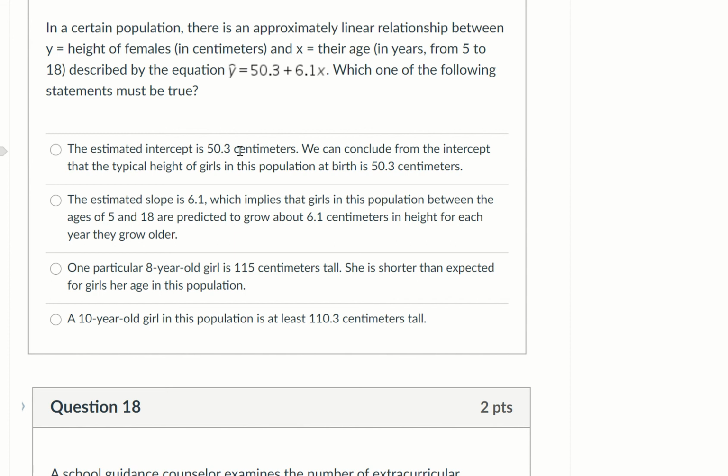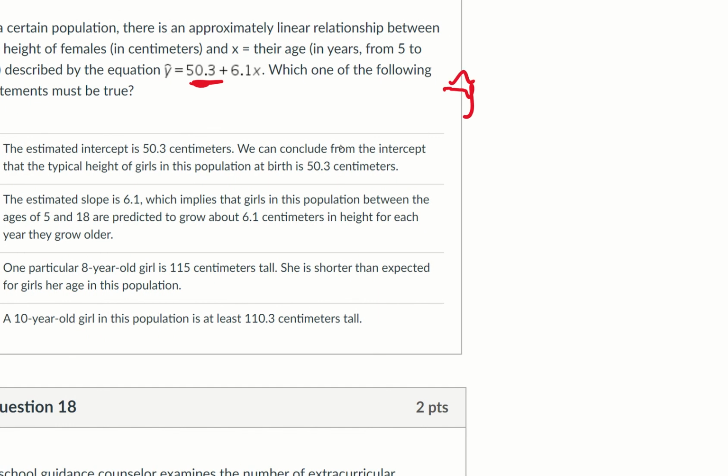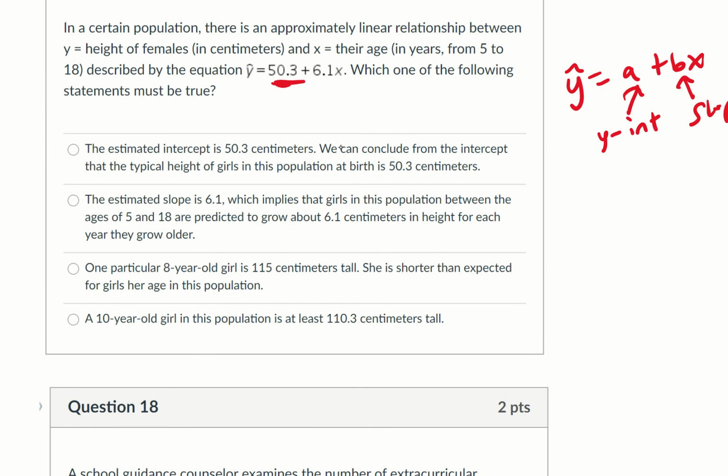Okay, so the estimated intercept is 50.3 centimeters. Okay, the y-intercept is 50.3 because remember it's y hat equals a plus bx, and that is your intercept, your y-intercept to be exact, and that's your slope. So yes, that's true so far, 50.3 centimeters. And we can conclude that from the intercept that the typical height of girls in this population is 50.3 centimeters. No, that's not true. Remember that the y-intercept is when x equals 0.